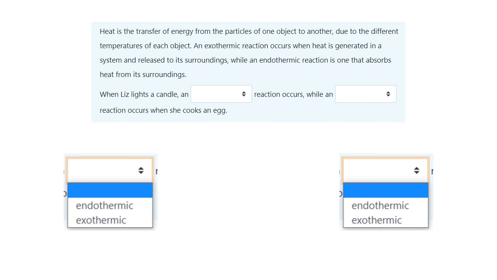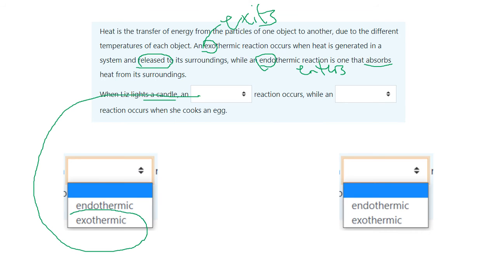Now we're looking at endothermic and exothermic reactions. Heat transfer from particles of one object to another due to different temperatures. Exothermic is when the heat exits, when it is released. Endothermic is one that absorbs the heat, or heat enters. So when you light a candle, if you put your hand above the candle, you will feel that there is heat. The candle is giving out heat, heat is exiting.